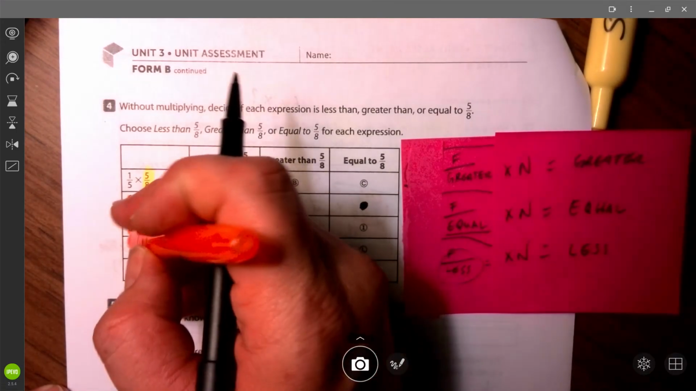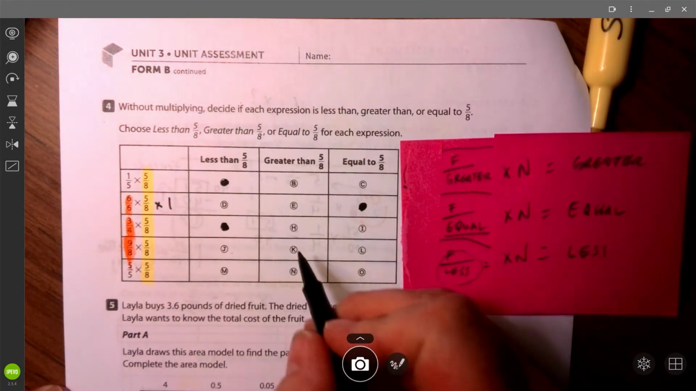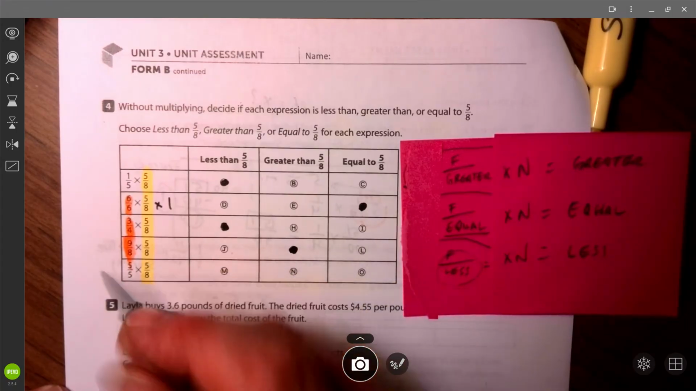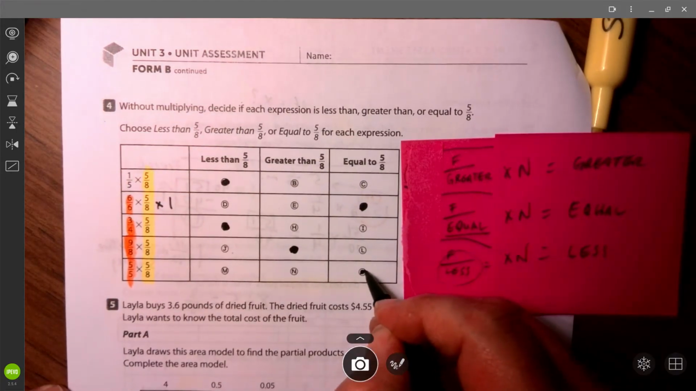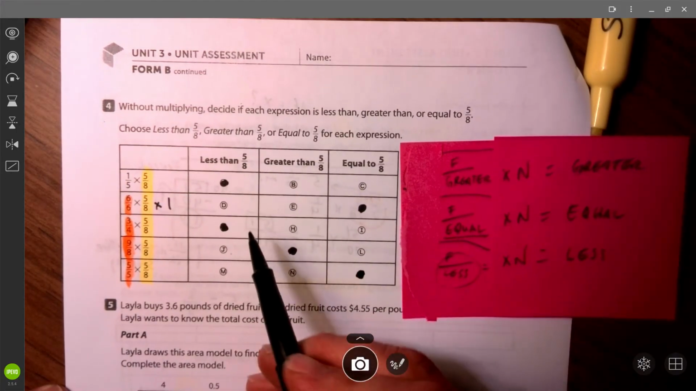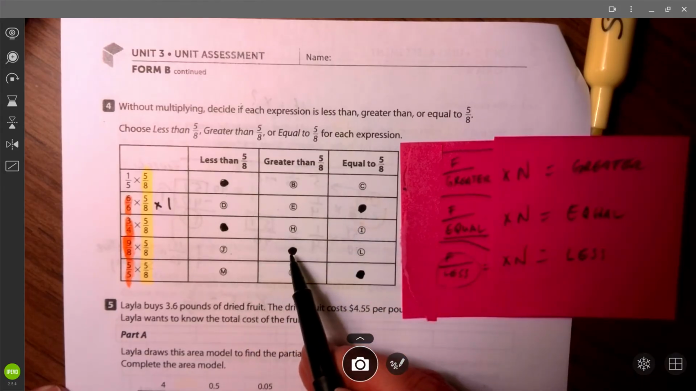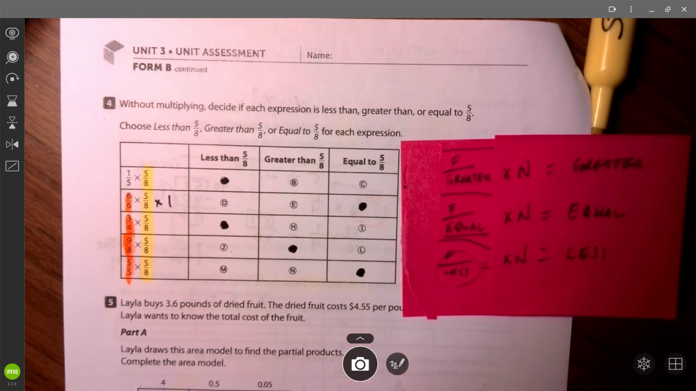This next one down, we're looking at 9/8. 9/8 is greater than 1 whole. And then 5/5, this next one down is going to be equal to 1 whole. So we got less than, equal to, less than, greater than, and equal to. So hopefully that helps you guys out. And I'm going to stop this video for now.